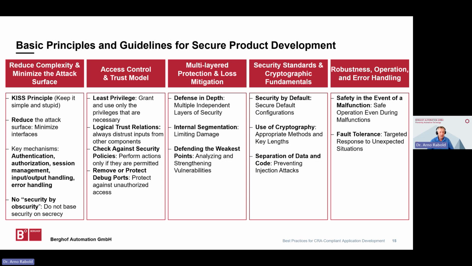Least privilege: grant and use only privileges that are necessary. Trust relations: don't trust any input from other components, check against security policy and so on. So you have a lot of things to care about, but if you have it in your checklist and in your policy and so on, you have an agenda to work on.